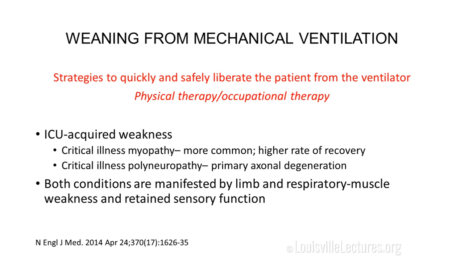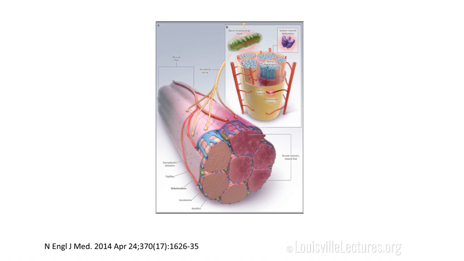Oftentimes patients will have both, and to actually find out what it is, you'd need electroneuromyography, sometimes you need muscle biopsy. So for that reason, we like to just call it ICU-acquired weakness, because oftentimes we're not going to do electroneuromyography. There's no evidence that by doing that we're going to be helping the patient anyway. So both conditions are manifested by limb and respiratory muscle weakness and retain sensory function. So here you have primary axonal degeneration. This is a nice review article in the New England Journal that was published in 2014 that talks about ICU-acquired weakness.